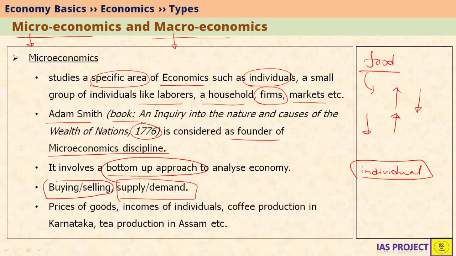Microeconomics also studies aspects like buying and selling. Various parameters studied in microeconomics are prices of goods, incomes of individuals, coffee production in Karnataka, for example, and tea production in Assam. All these are examples of the microeconomics field.